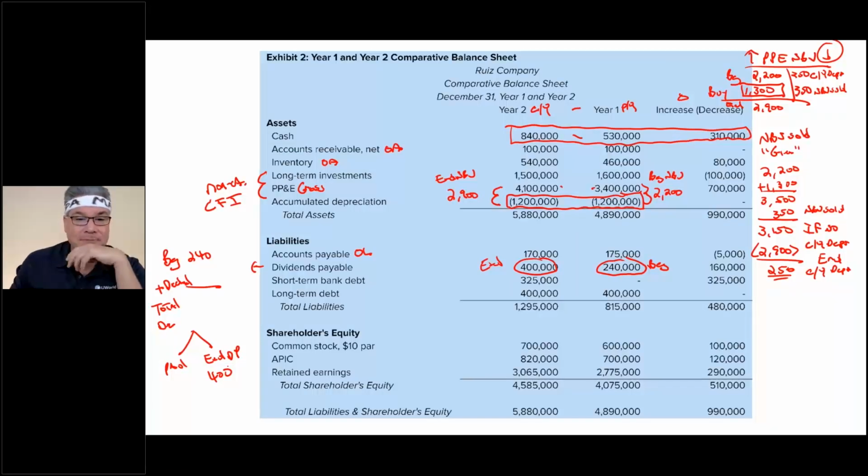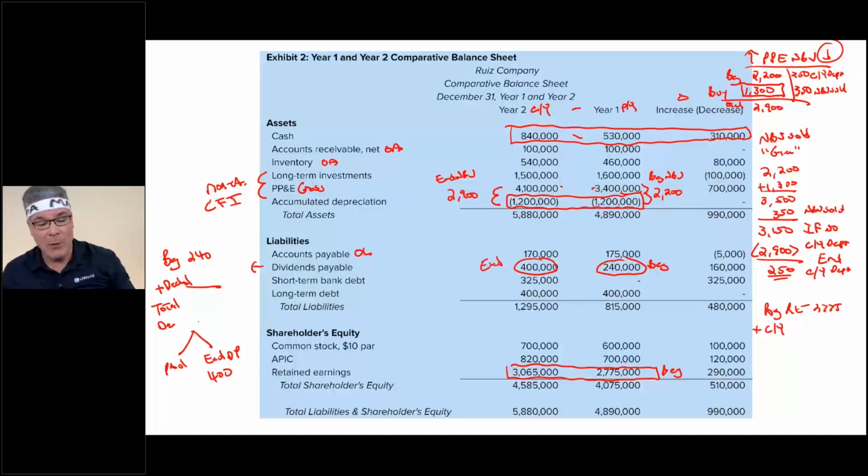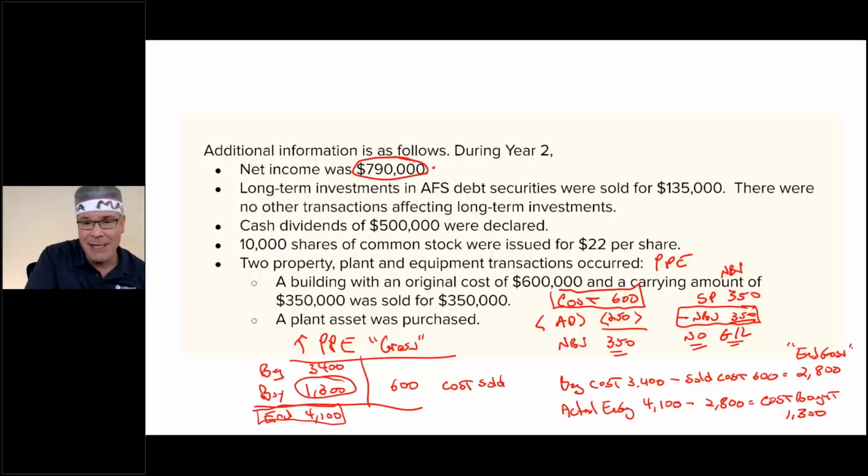All righty. So I take a look at my statement of retained earnings. You ready? How do we do a statement of retained earnings? Your beginning retained earnings. What's the beginning amount? 2,775,000. Drop the zeros. Plus your current year profit. Now we know our current year profit. Okay, what's our current year profit? 790. Given information. Okay, we scanned that. We saw it.